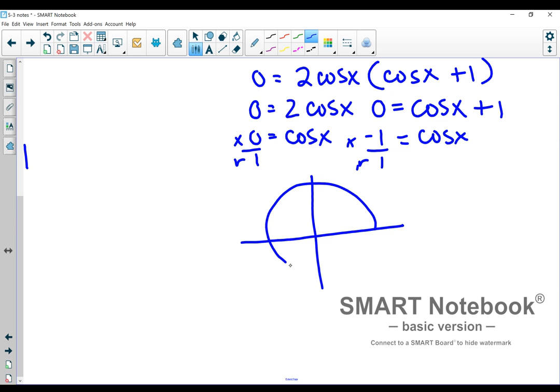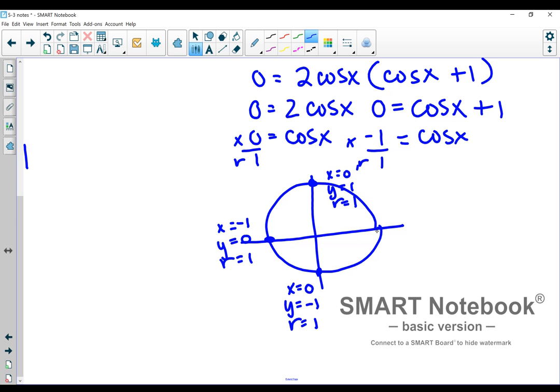So here's my unit circle. So right here at 0, my x is positive 1, so that's not going to be it. Right here, my x is 0. So x equals 0, my y is 1, my r is 1. So that's going to be one of my angles. Over here, my x is negative 1, and my y is 0, and my r is 1. And then down here, my x is 0, my y is negative 1, and my r is 1. So I've got 3 different spots.